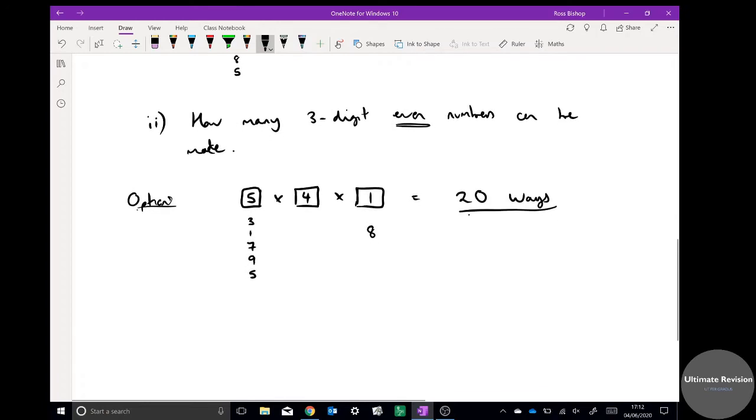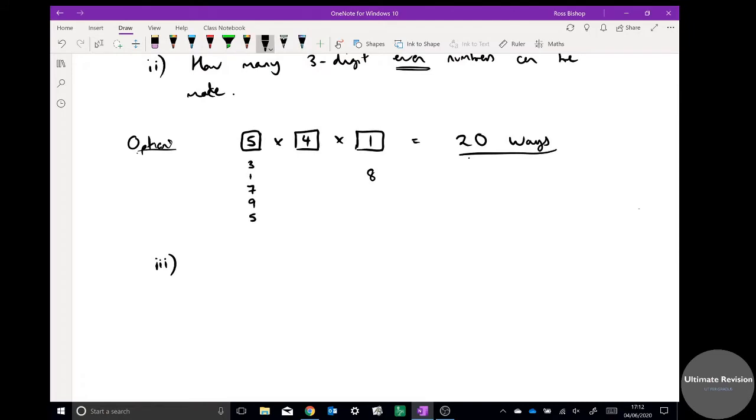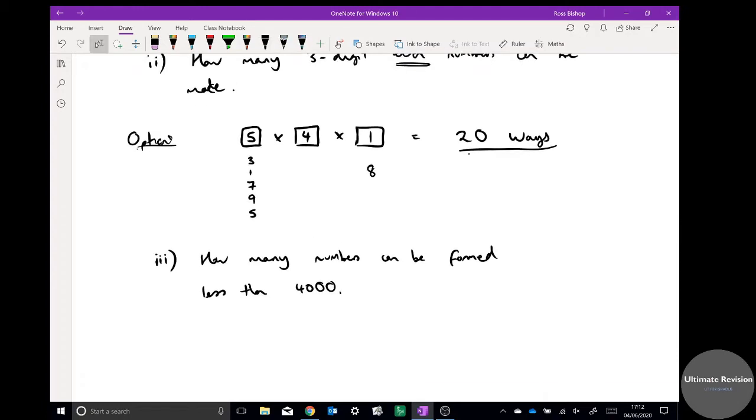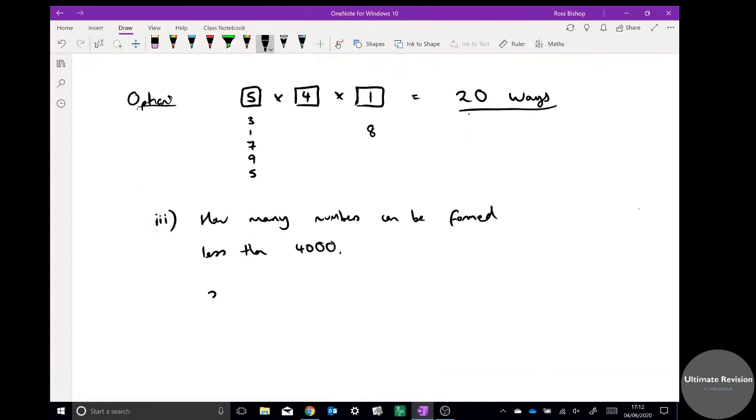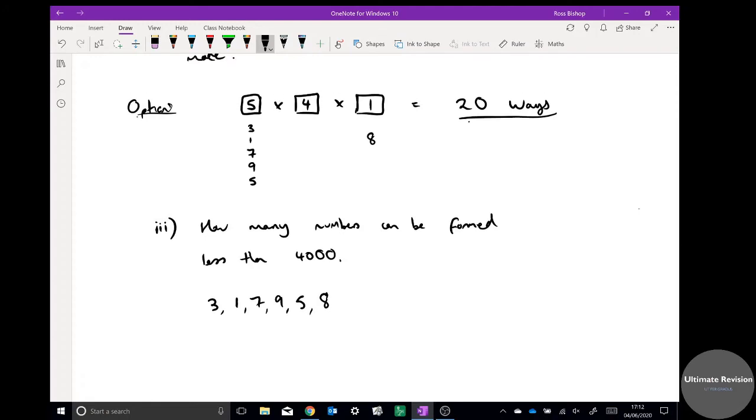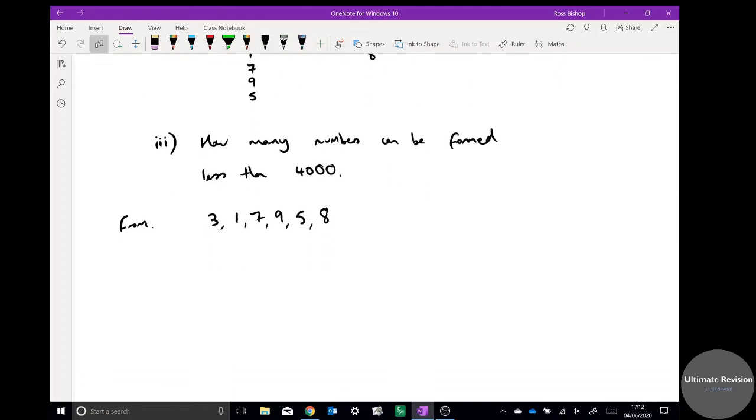Okay? Right, let's look at a third example. So, again, same numbers. How many numbers can be formed less than 4,000? So how many numbers less than the number 4,000 could be formed from those digits? I'm just going to put those digits again here so we can look at them. So it's 3, 1, 7, 9, 5, 8. So they're the numbers involved.